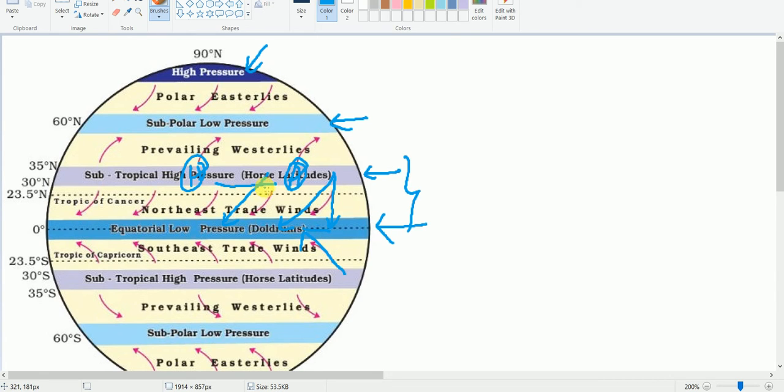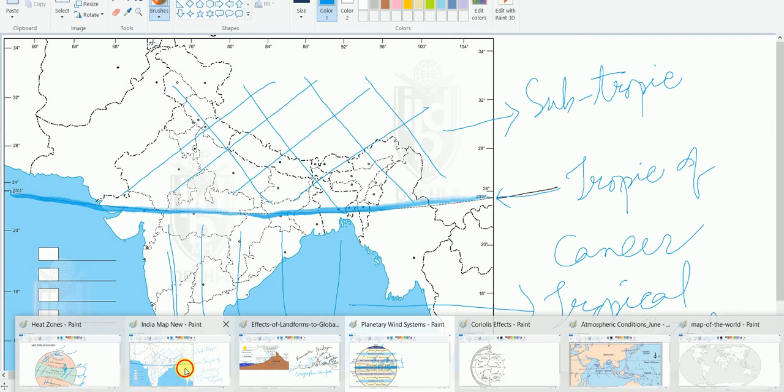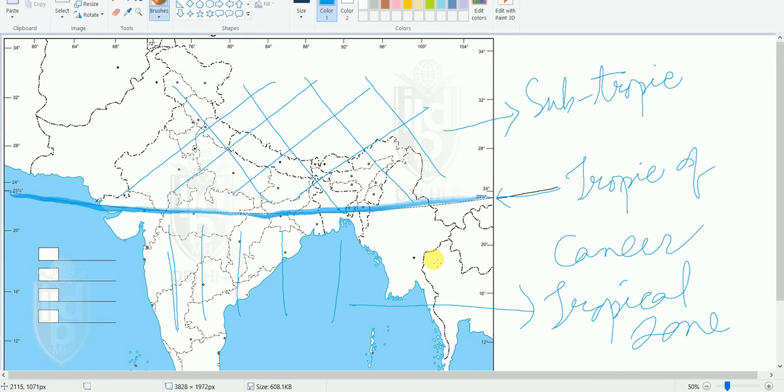And so here in this case, since the northeast trade wind is blowing from the continents, it brings little moisture, and hence it gives less rainfall in India. Okay, just see here. Actually, let us say 30 is here. So subtropical high pressure cells are here. Subtropical high pressure cells.